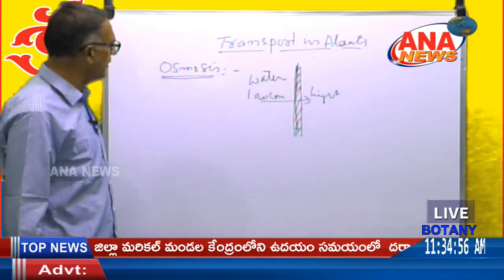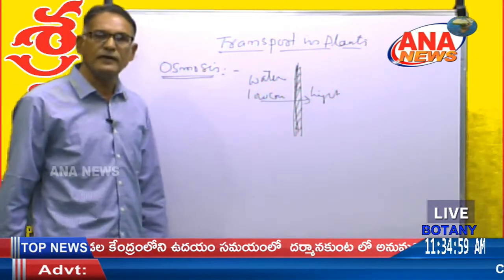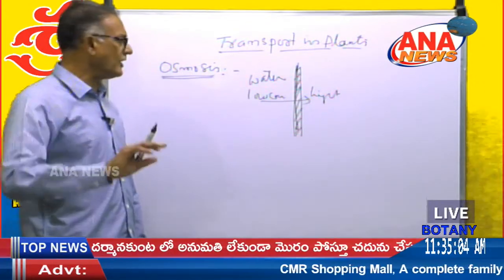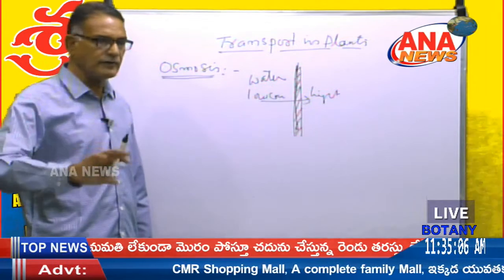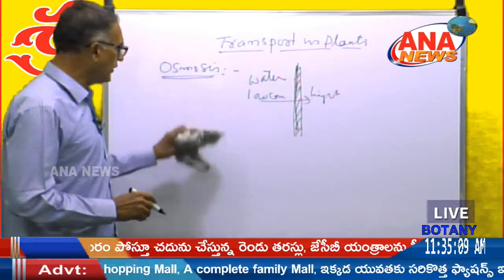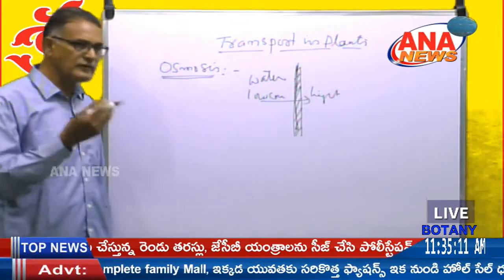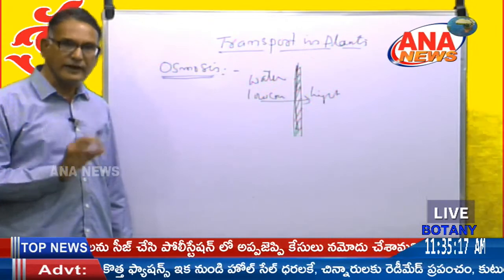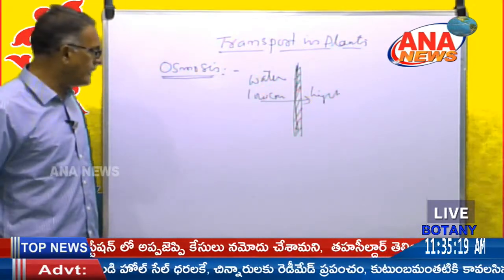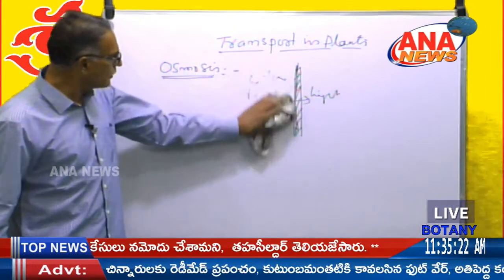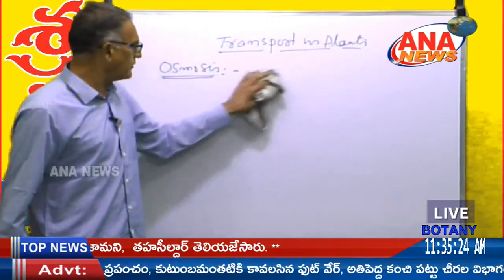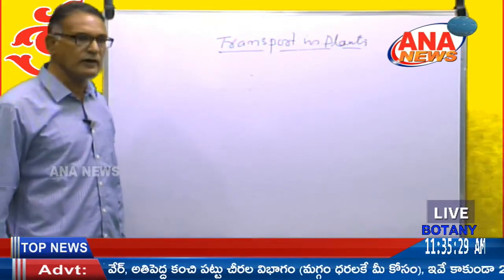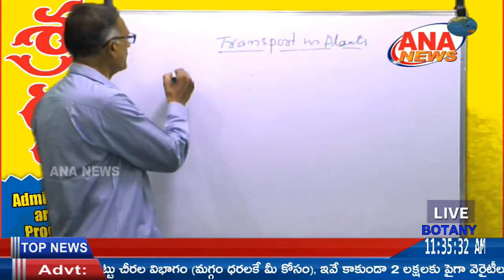The modern definition of osmosis is the movement of water from high water potential region to low water potential region. According to the modern definition, osmosis is the movement of water from high water potential region to low water potential region. So we can explain. I think you did demonstrate some experiment in lower classes. That is the potato osmoscope experiment.